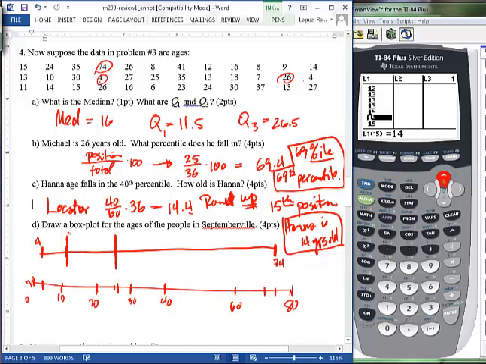So this is where you get a feel for how your distribution is going to look via the box plot. 15, 16 is a little bit over here. And so we complete the box, label 11.5, label the median 16, and 26.5 is Q3.